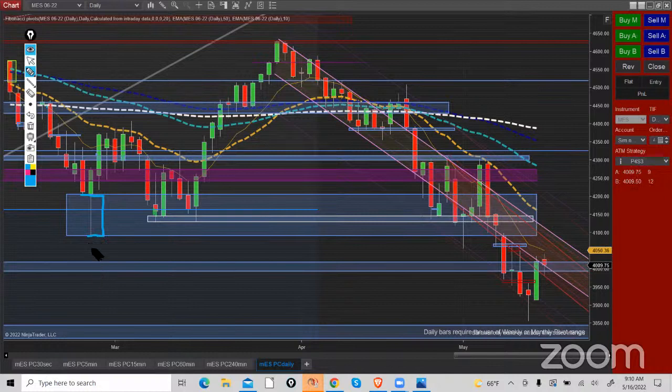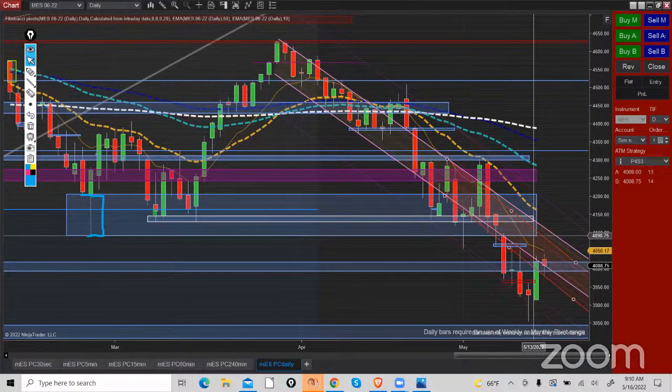So from the daily, I like that big zone that we made back in late February. The bottom of that zone is the bottom of the wick around 4090. We've used that number a few times. So 4090 is going to be my first target.